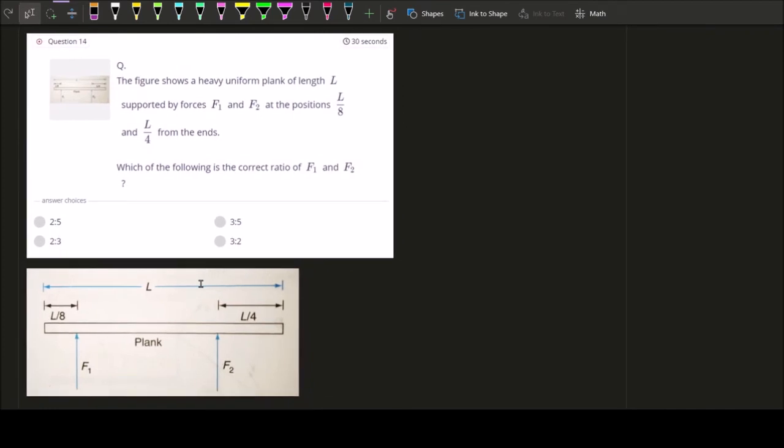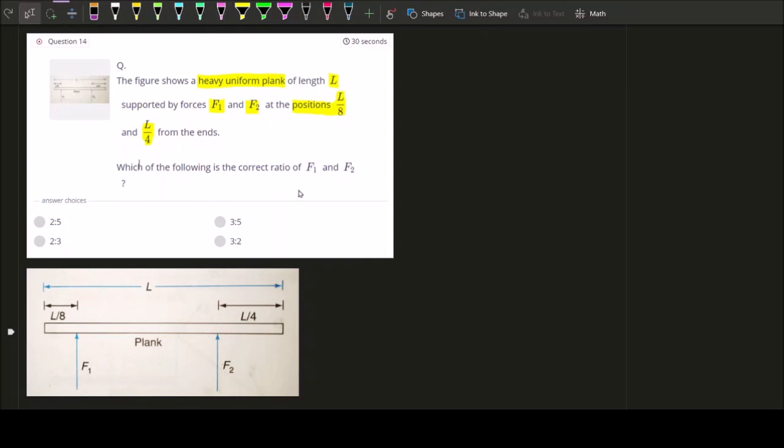Okay, question 14. Question 14 here says you have a heavy uniform plank. They purposely mention heavy to let you know that this thing has mass. It has a length of L and is supported by forces F1 and F2. Quite similar to the previous question that we did, but now they specify the position very clearly. F1 is at L over 8 from one end, F2 is at L over 4 from the other end. Just look at this picture if you don't understand the words. So now they're asking for the ratio of F1 and F2.